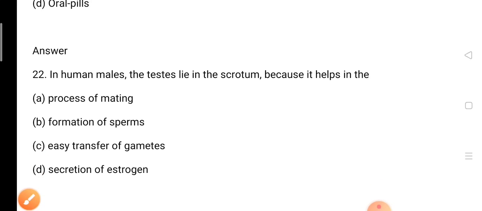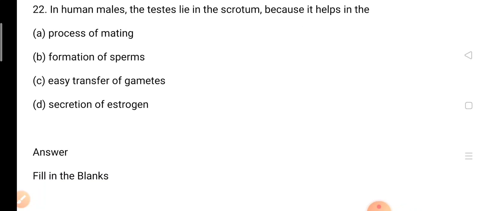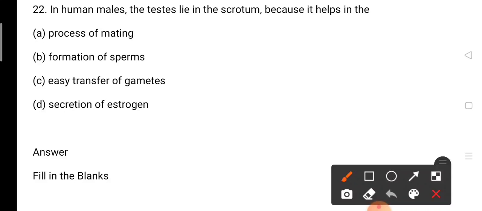Now the next question is, in human males the testis lies in the scrotum because it helps in, so the options are process of mating, formation of sperm, easy transfer of gametes, secretion of estrogen. So our correct option is the formation of sperm. It means option B is correct for the question.